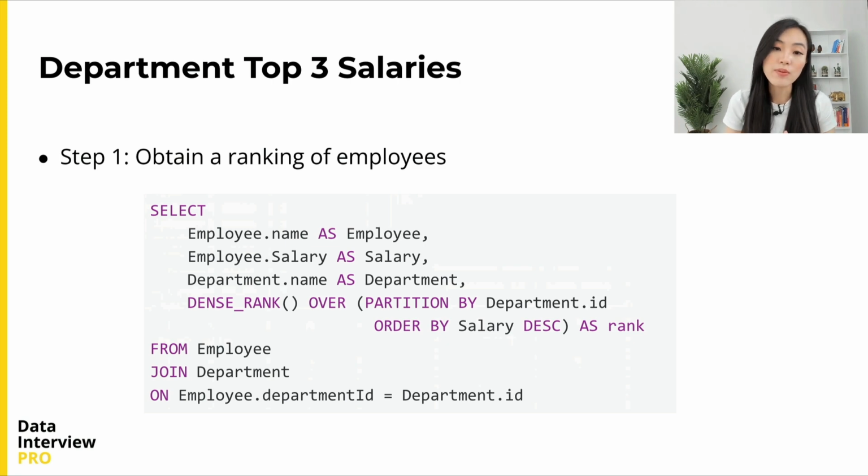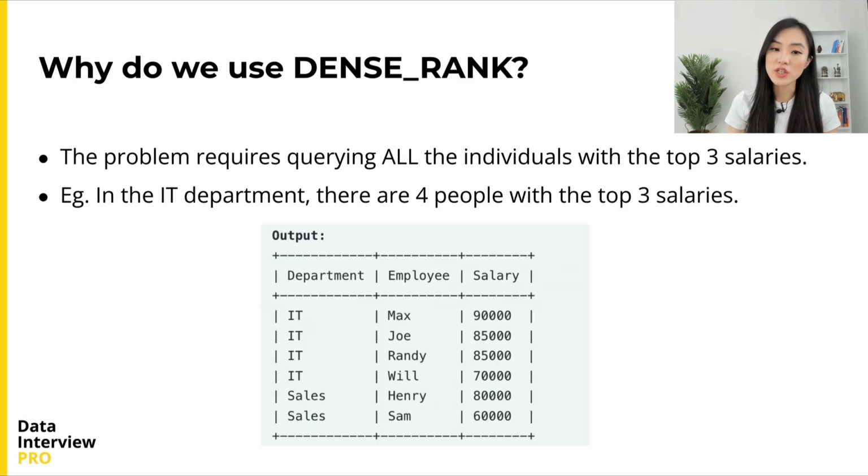We can create a subquery to make it organized. We want to select employee name, salary, and the department ID, which are required for the output. Then we use the dense rank function to get a ranking of salaries within each department. In the over clause, we can use partition by department ID and order by salary in descending order. This way, we get a ranking of employees within each department, and employees with the highest salaries are ranked number 1. Note that here we use the dense rank function instead of other ranking functions such as row number or rank.